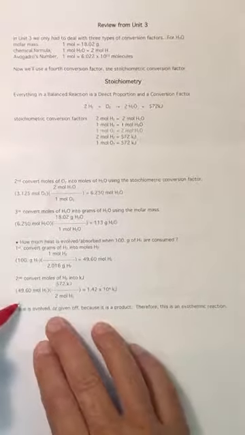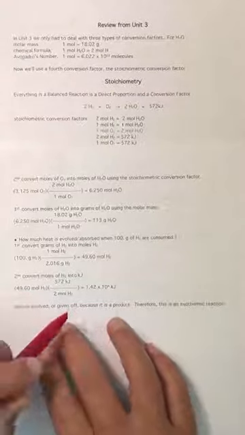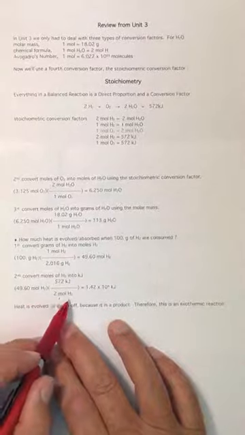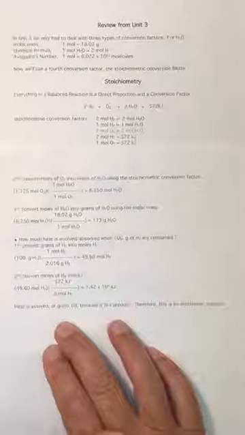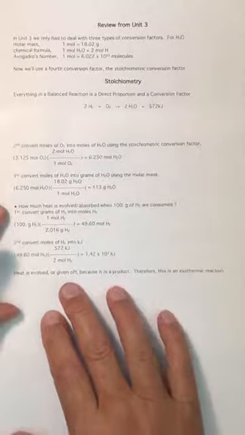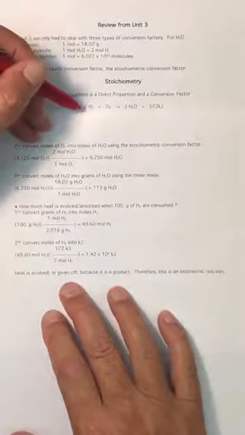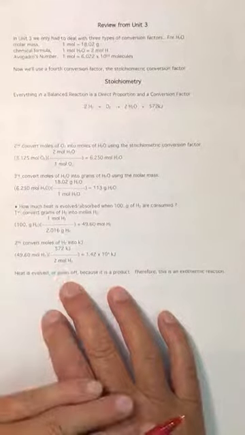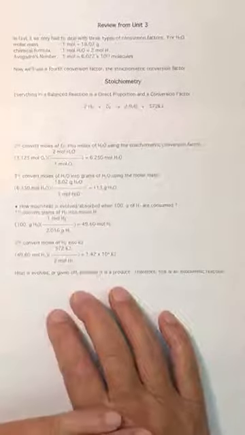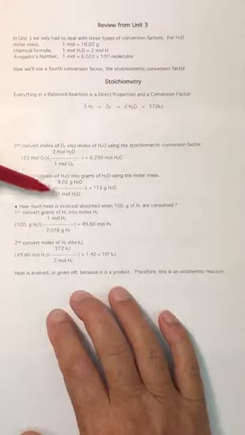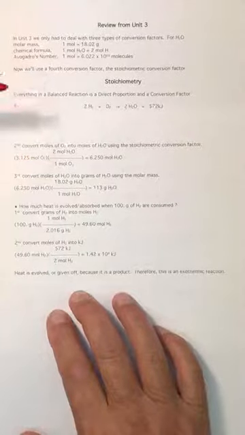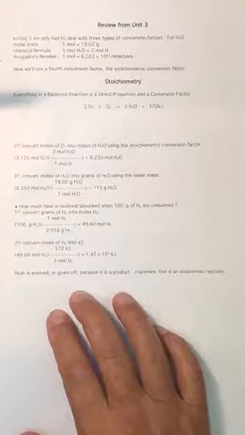Then I have 49.6 moles of hydrogen. I need to get that into kilojoules. So I have to cancel out moles of hydrogen and keep kilojoules. Where do I get these numbers? I go directly to the balanced equation. There's a 2 in front of the hydrogen, a 572 in front of the kilojoules, so that gives me my stoichiometric conversion factors. And here is my final answer. And then, how much heat is evolved or absorbed? Well, heat is evolved, which means it's given off because it's a product, and therefore this is an exothermic reaction.